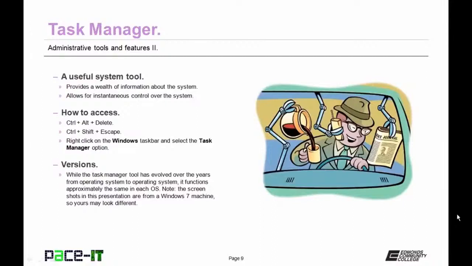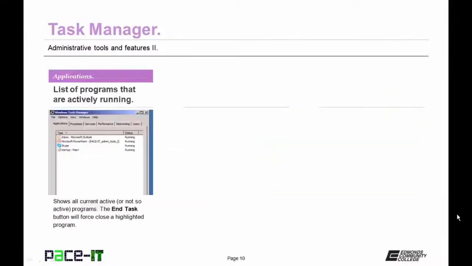Now, Task Manager has evolved over the years, and each operating system is slightly different, but they all function approximately the same. The screenshots in this presentation will be from a Windows 7 machine, so yours may be different. So now let's talk about the Applications tab. That shows all the current active, or not so active, programs. The End Task button will force close a highlighted program, which is especially useful if the program is hung or not responding.